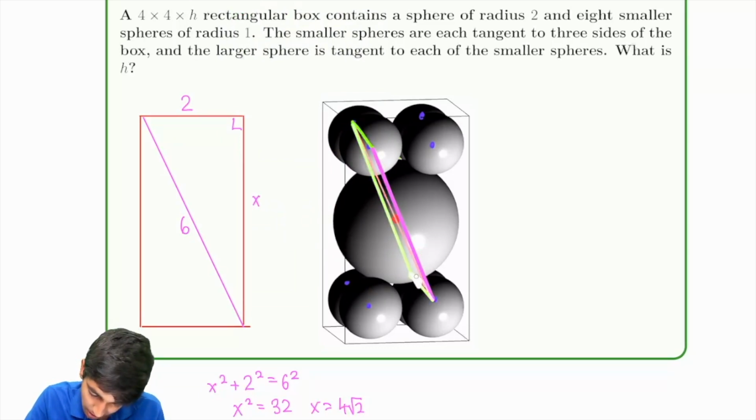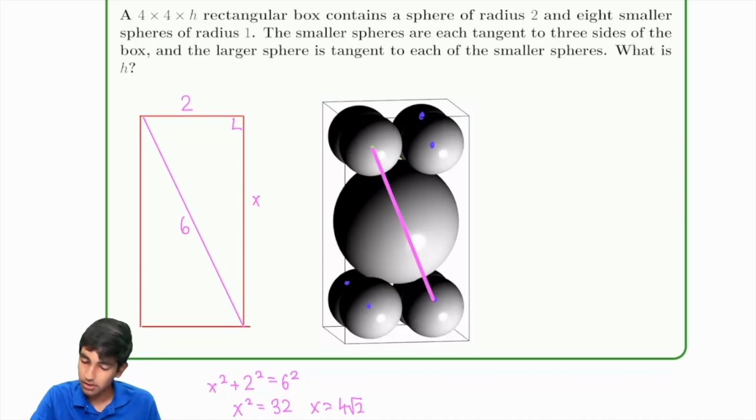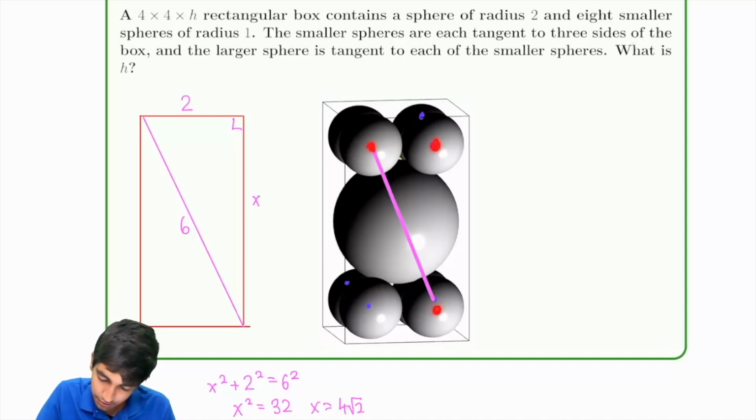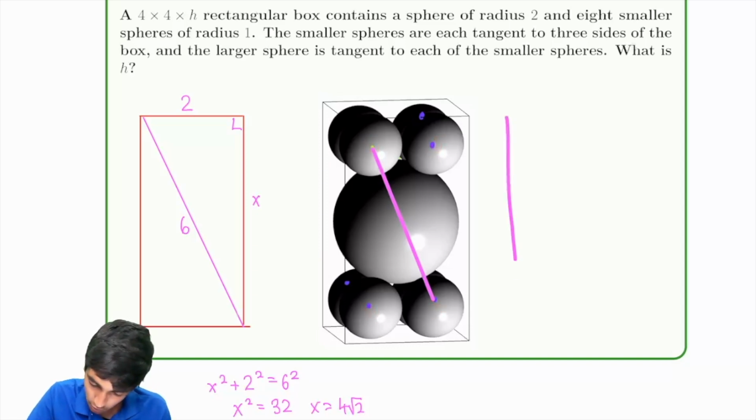But that's not even the height. Now what are we going to do? Are we stuck? No, because what we're going to do is take yet another cross section. You probably don't need to, but just for the sake of demonstration, let's take the cross section of the plane through the centers of these 4 spheres. I'm going to do that on the side over here.